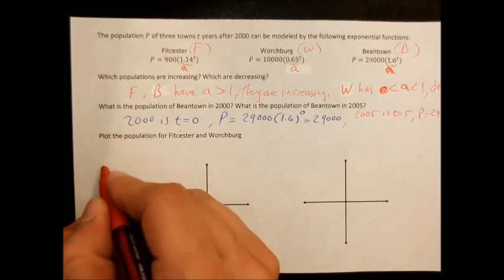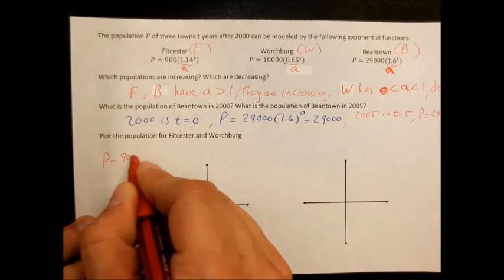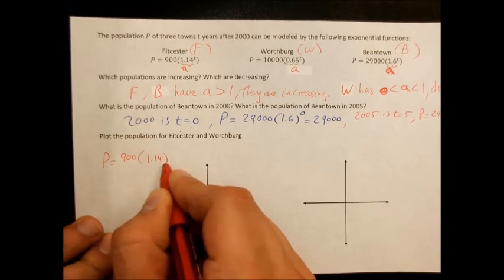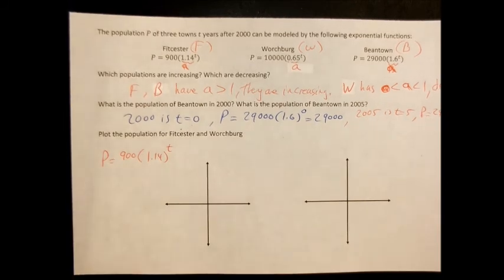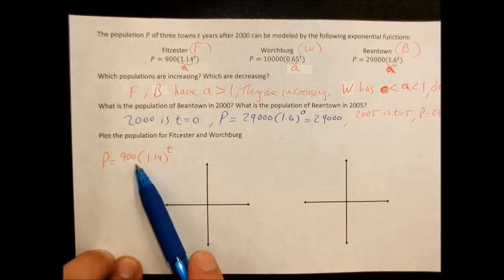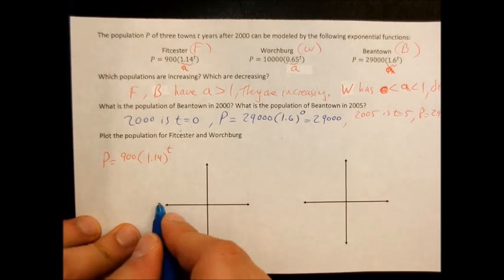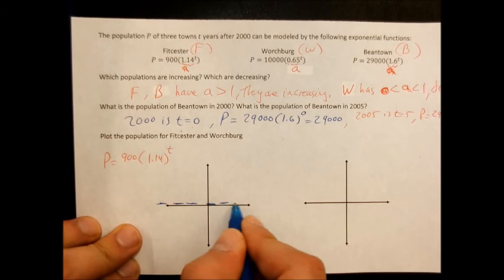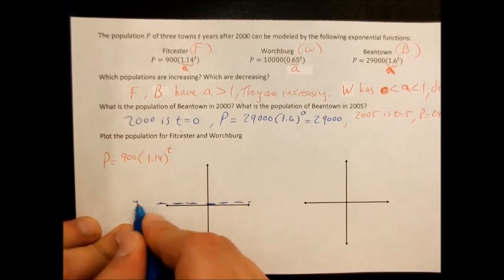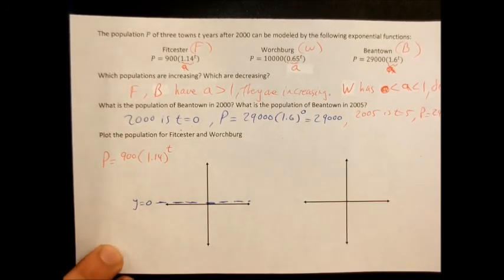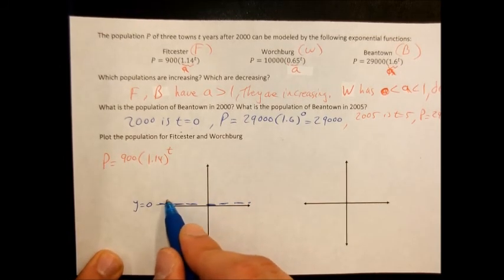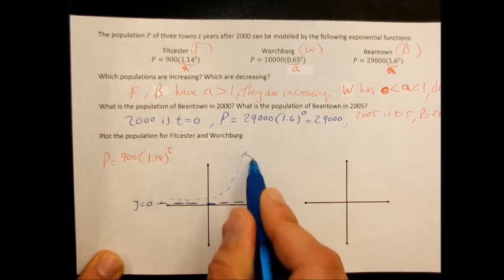So Pfister has a population P equals 900 times 1.14 to the T. So this is a transformation of 1.14 to the T. Right? We're taking 1.14 to the T and multiplying it by 900. But we're not shifting it up or down, so it still has an asymptote at 0. So I'll go ahead and draw in the asymptote right away. That's the y equals 0 asymptote. It's not moving. And so 1.14 to the T might look like this, say, maybe it does something like that.